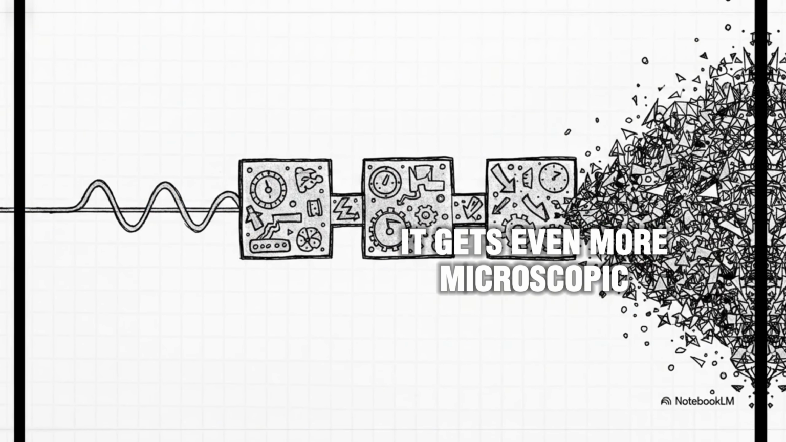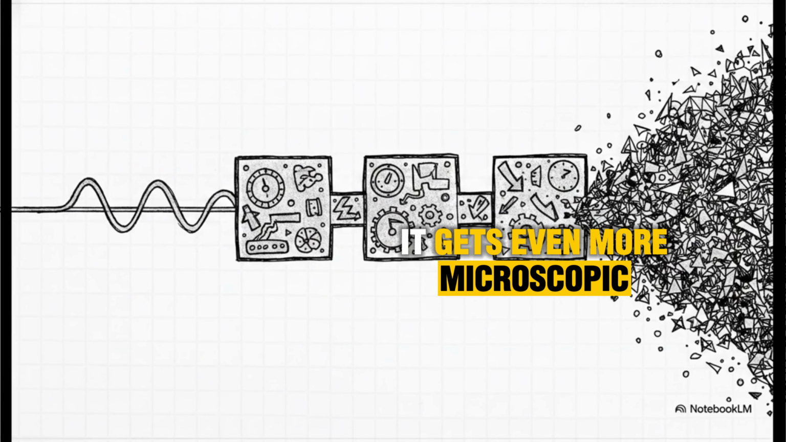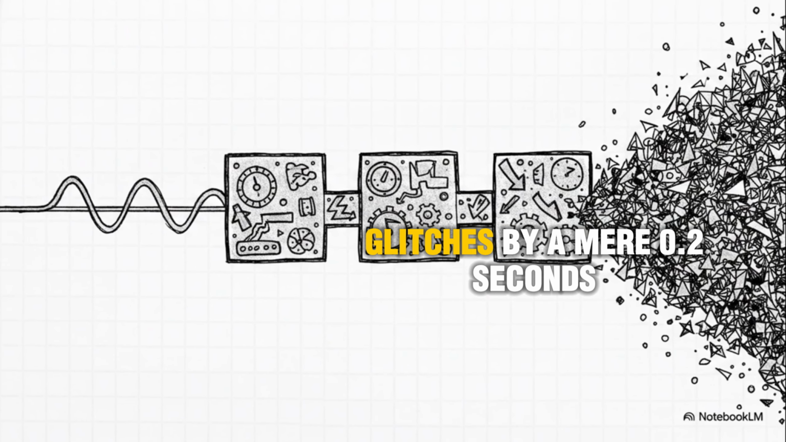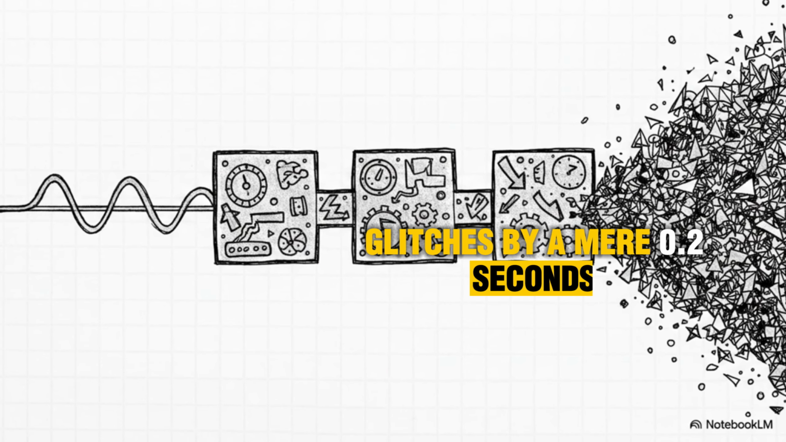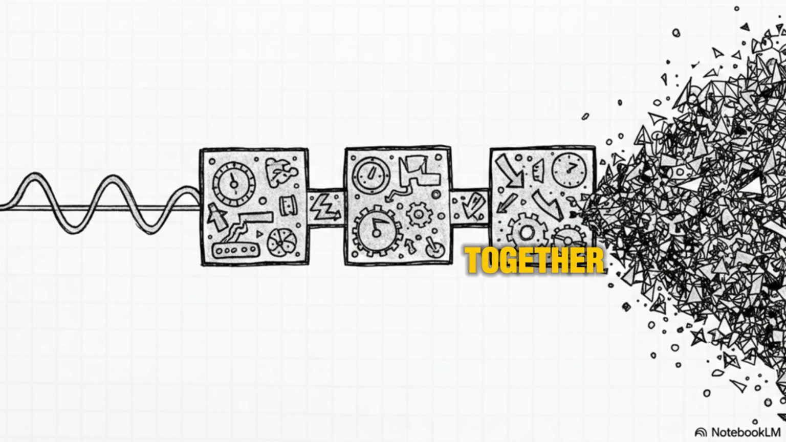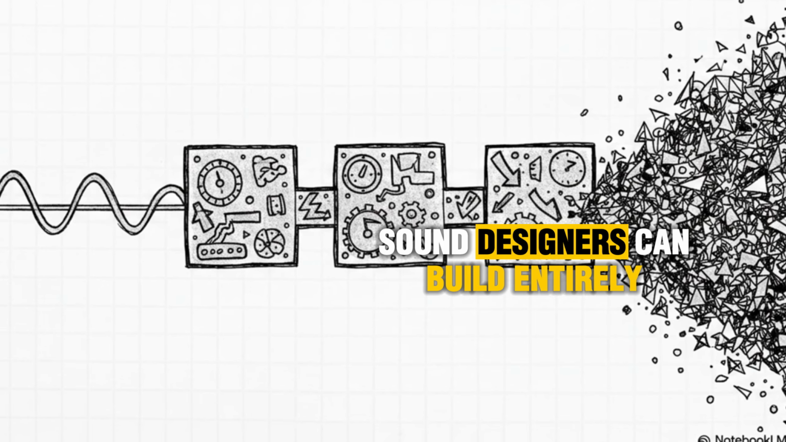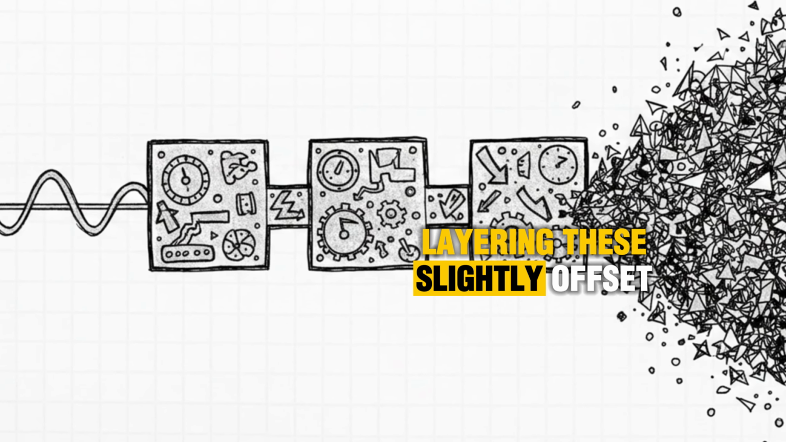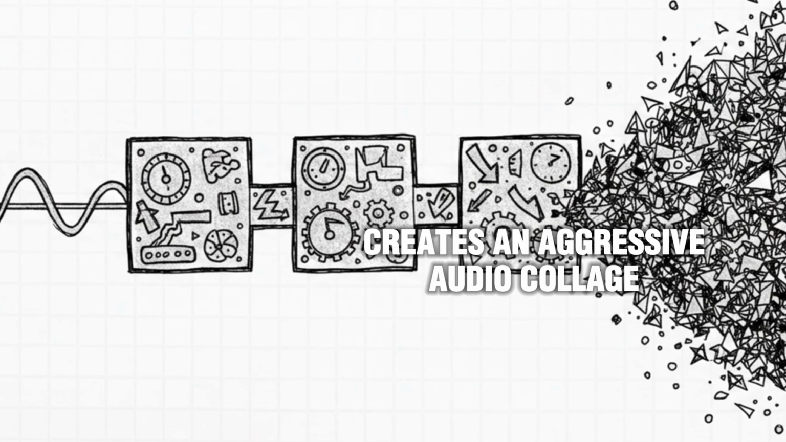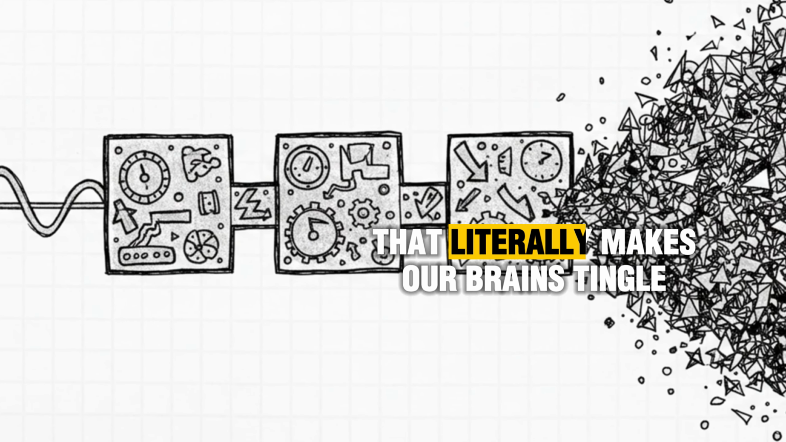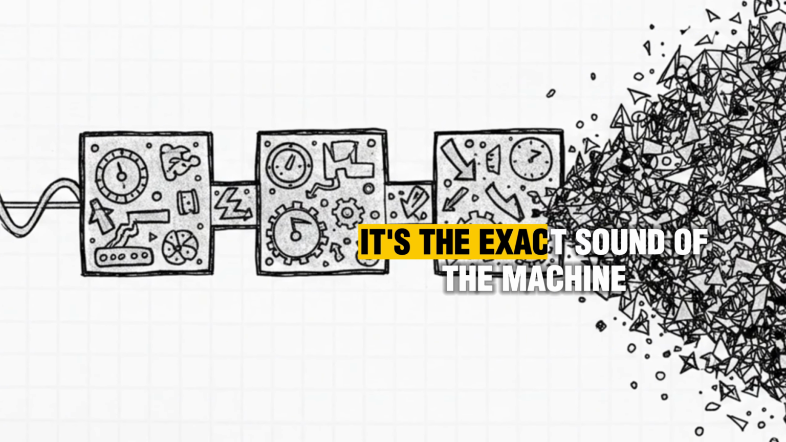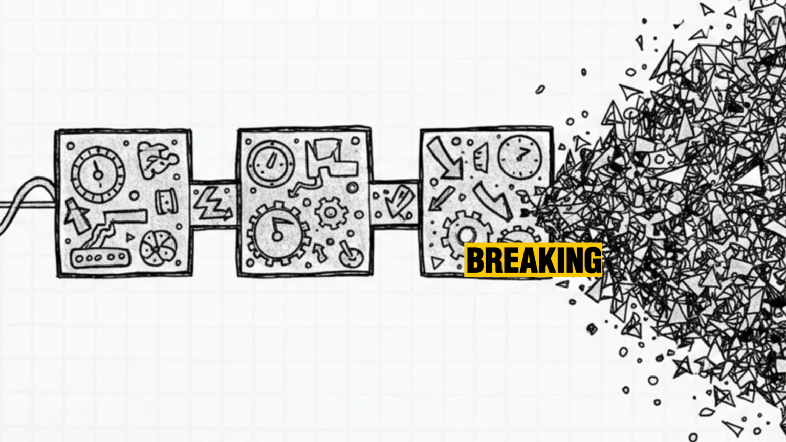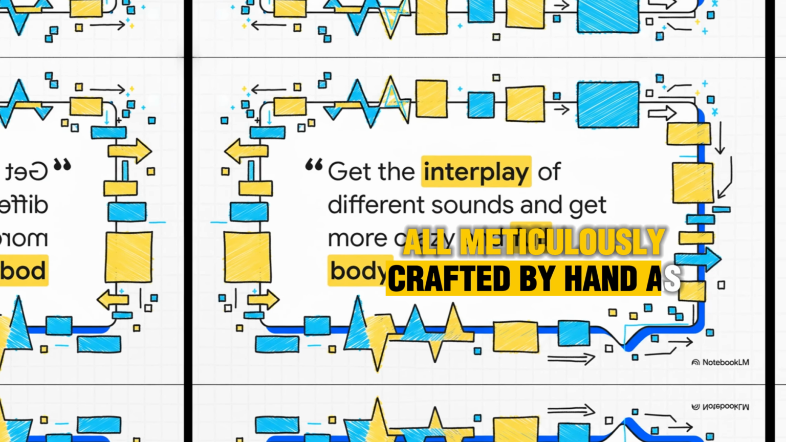It gets even more microscopic by separating tiny little audio glitches by a mere 0.2 seconds and randomly resampling them together. Sound designers can build entirely new, terrifying digital textures. Layering these slightly offset, completely destroyed snippets creates an aggressive audio collage that literally makes our brains tingle. It's the exact sound of the machine breaking, all meticulously crafted by hand.